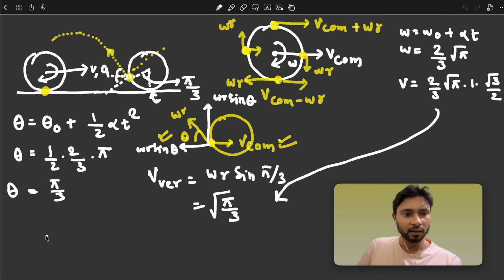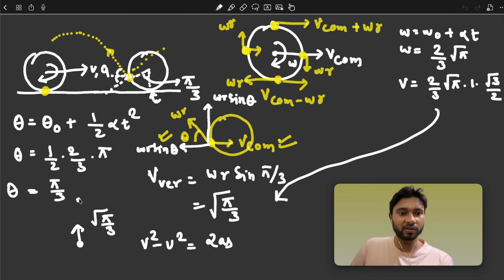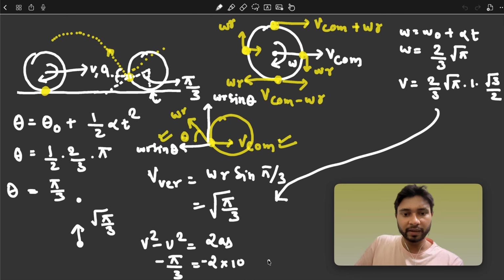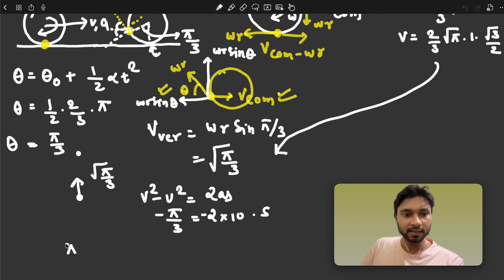height from this, now this is a question of complete projectile. Okay, this is simple. This is a stone, and we have thrown it up with the velocity of root pi by 3. So how far will it go? I can use the third equation, v square minus u square equals 2as. Final velocity will be 0, because at the maximum height, velocity will be 0. So this will be minus pi by 3 equals 2 into 10 into displacement. So displacement is nothing but pi by 60.